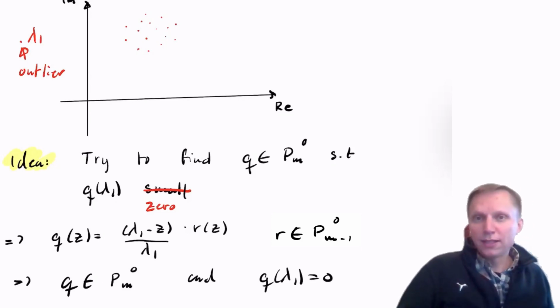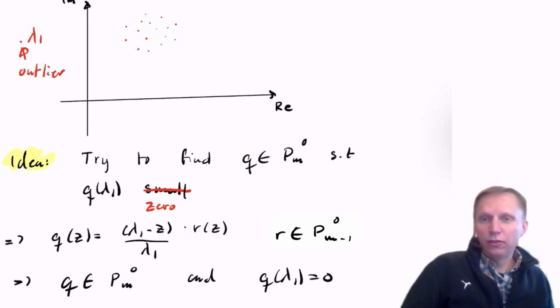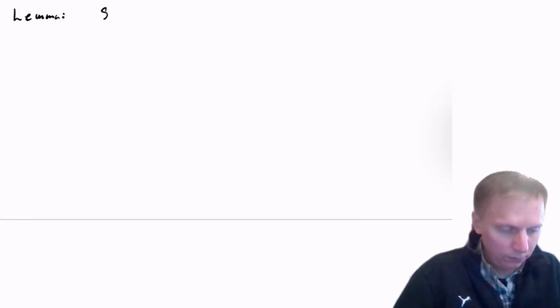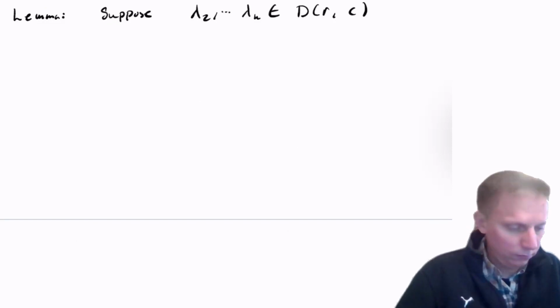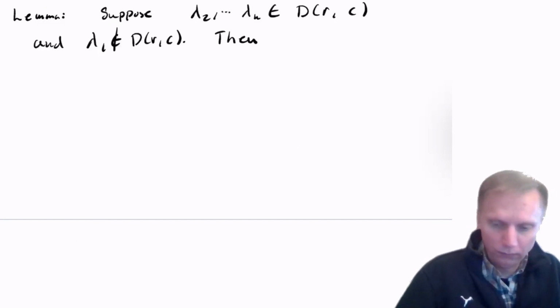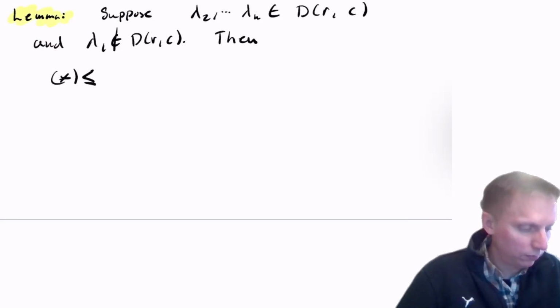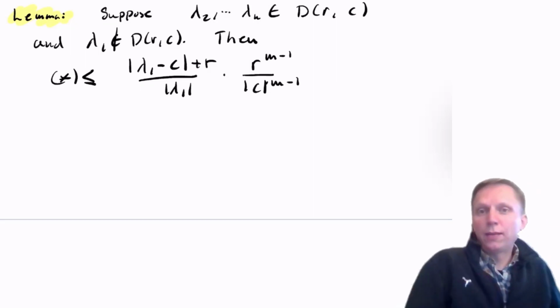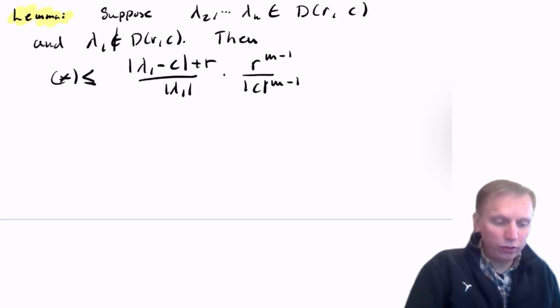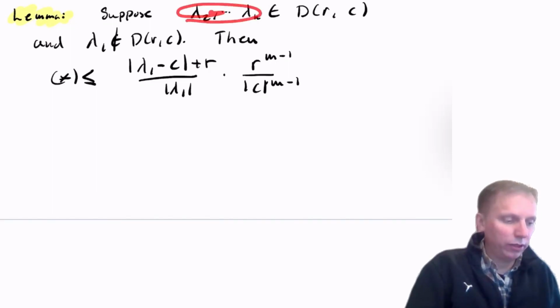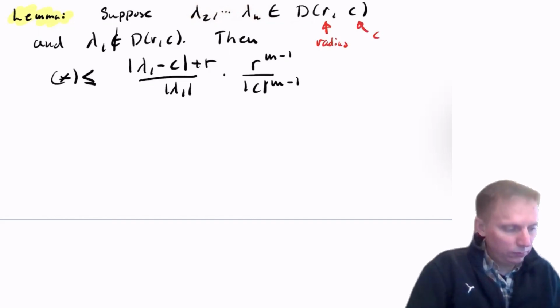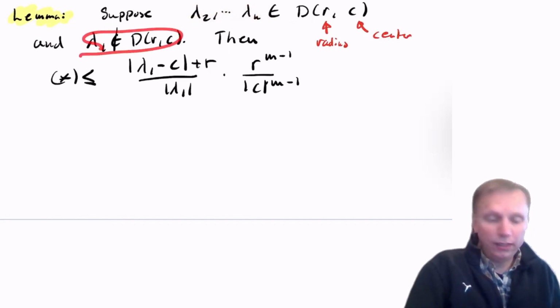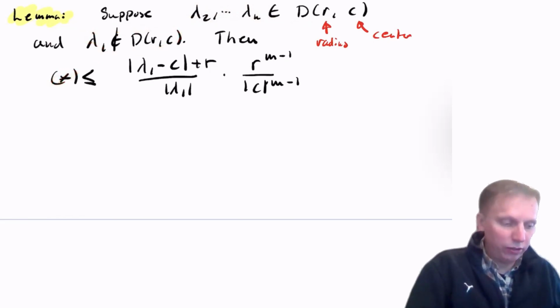We're going to now formalize this idea using a lemma. So the lemma states that if you assume that all eigenvalues except lambda 1 lie in some disk of radius r, and lambda 1 does not lie in that disk, then star, which is the equation on top, is bounded in this way.